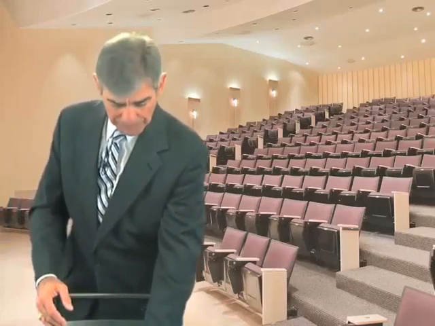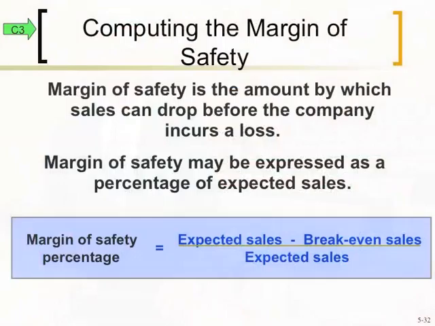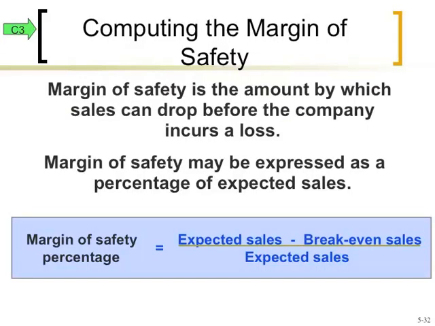Now, having done this, if we go to slide 32, there are several other concepts that you will hear referred to in the literature. One is the margin of safety. What we're doing here is trying to figure out by how much our sales can drop and still be above break even. So the formula for that is we take in the numerator our expected sales minus the break-even sales in total dollars, divided by the expected sales, and that gives us our percentage safety.